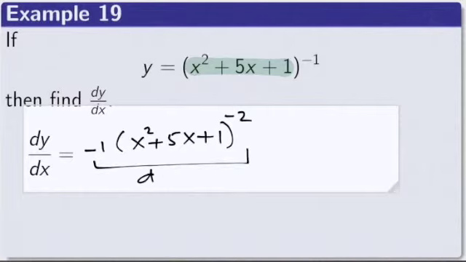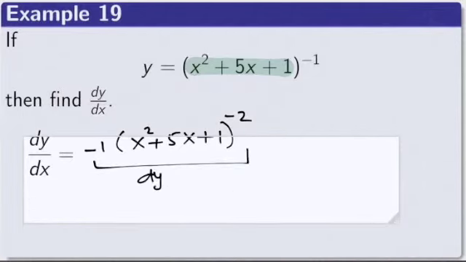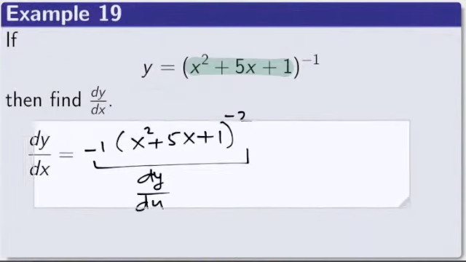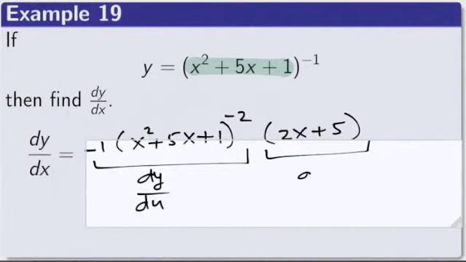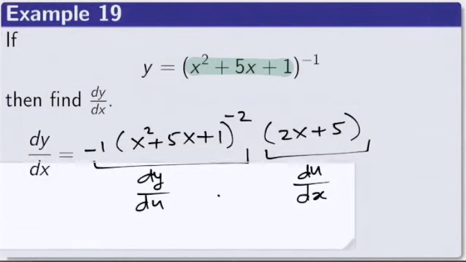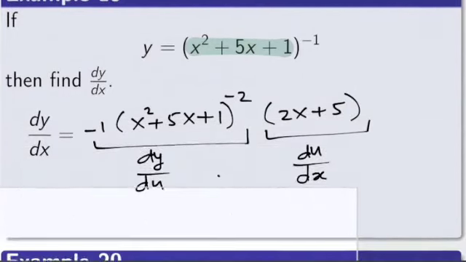So what we got here is dy du. We need to multiply that by du dx. So u is the green colored term. We need to differentiate that with respect to x. So the derivative of x squared is 2x, the derivative of 5x is 5, the derivative of 1 is 0. So this term here is du dx. So dy du times du dx is in fact dy dx.